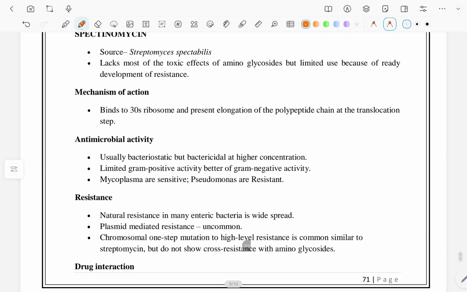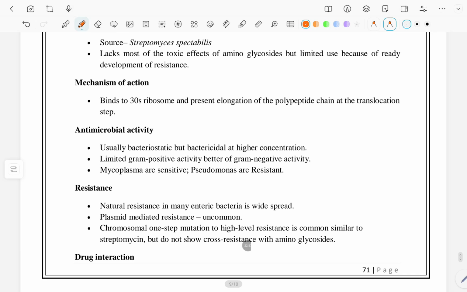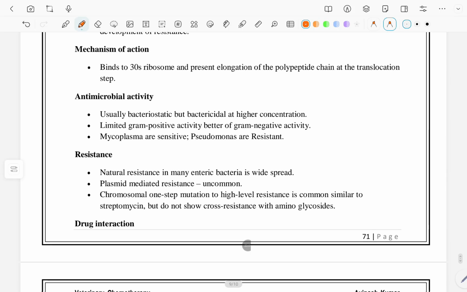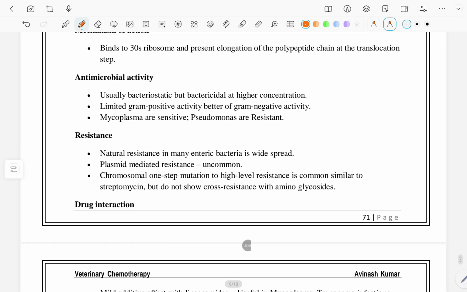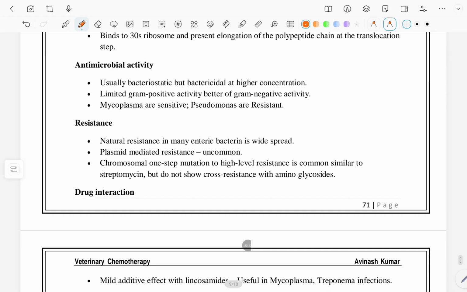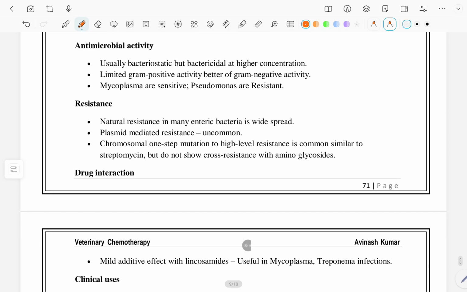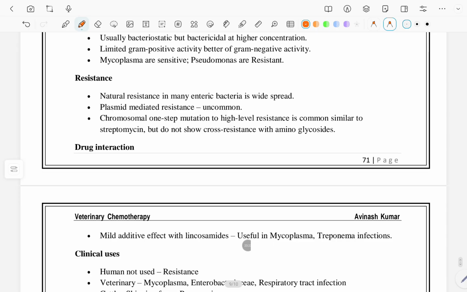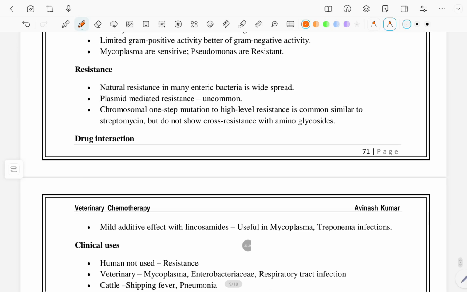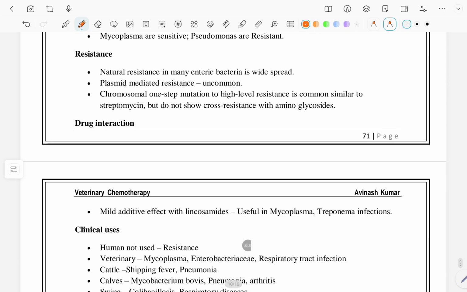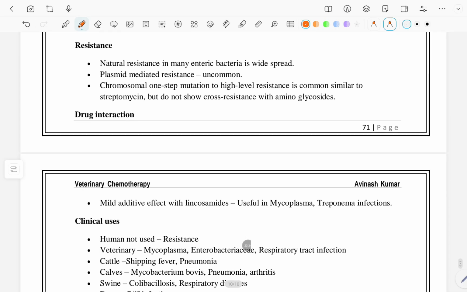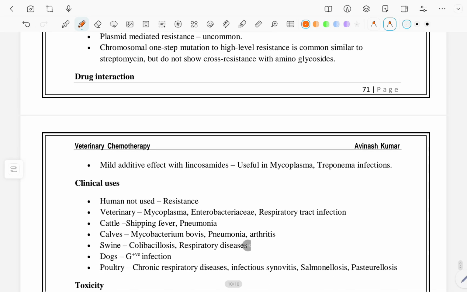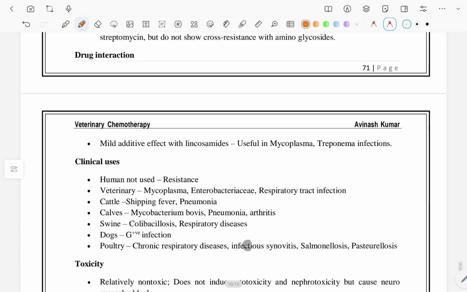Mechanism of action: binds to the 30S ribosome and prevents elongation of the polypeptide chain at the translocation step. Antimicrobial activity: usually bacteriostatic but bactericidal at higher concentration. Limited gram-positive activity, better gram-negative activity. Mycoplasma are sensitive, Pseudomonas are resistant. Natural resistance in many enteric bacteria is widespread. Plasmid-mediated resistance is uncommon. Chromosomal one-step mutation to high-level resistance is common, similar to streptomycin, but does not show cross-resistance with aminoglycosides. Mild additive effect with lincosamide, useful in Mycoplasma and Treponema infection.